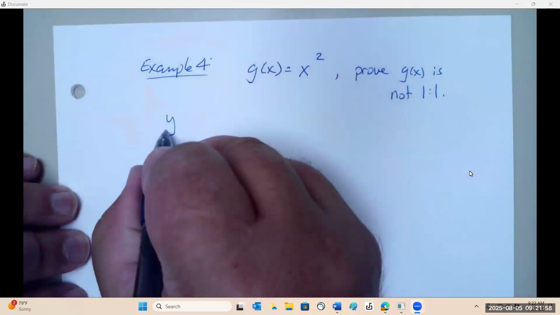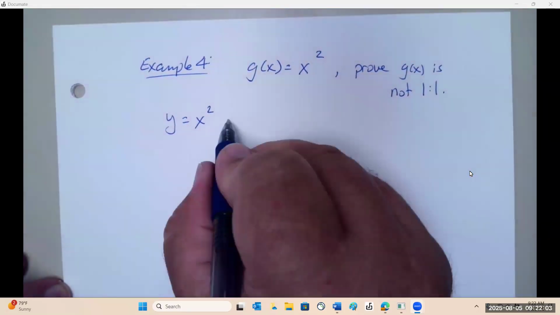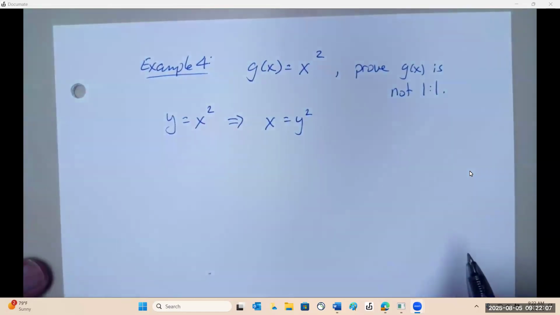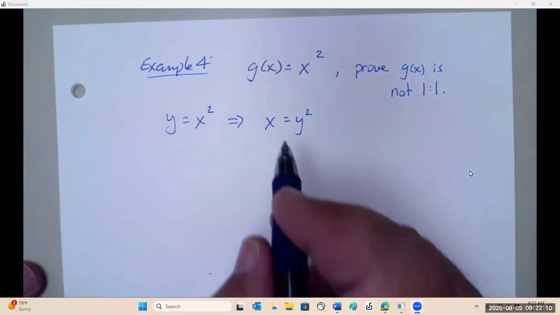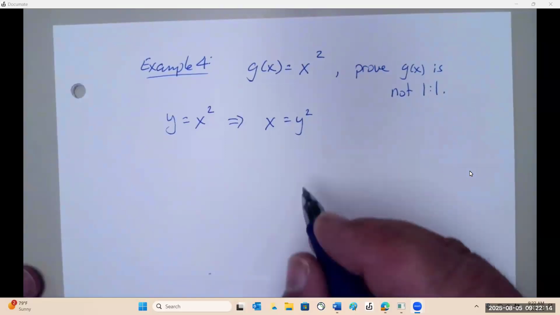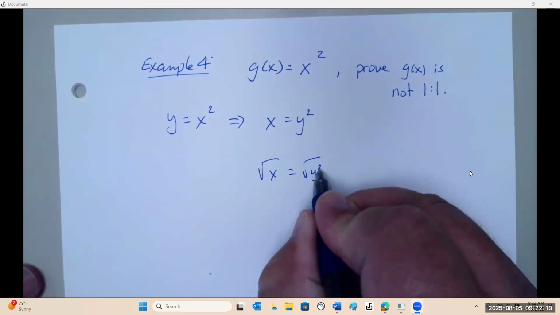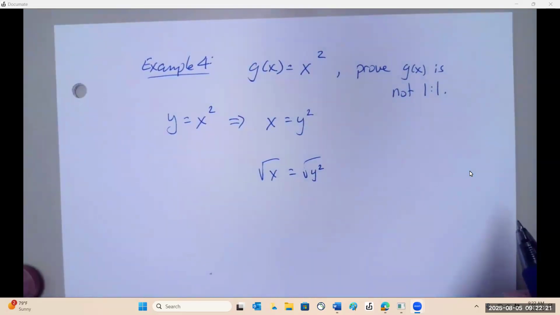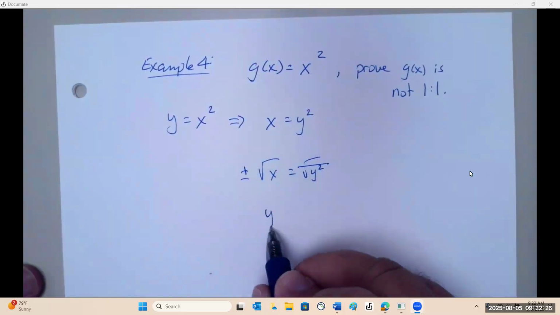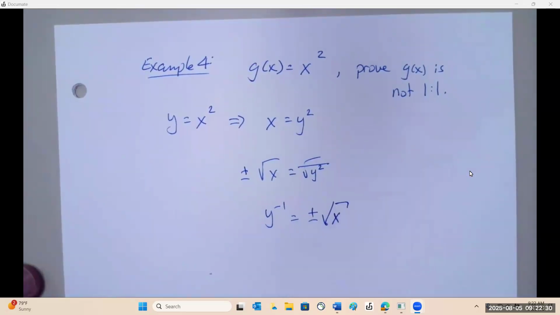So we have y is equal to x squared. Switch: x equals y squared. Solve for y. When you solve for y, what do you do? You take the square root of both sides. When you take the square root of something squared, what do you have to do to the answer? It's a plus or minus. So my inverse is no longer 1 to 1. It's now 2 to 1.